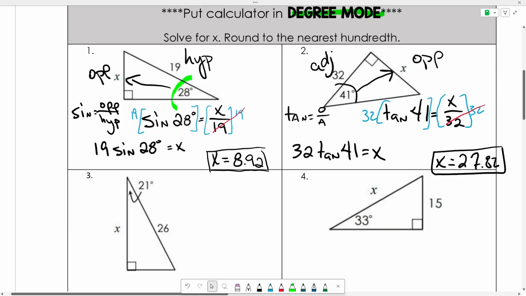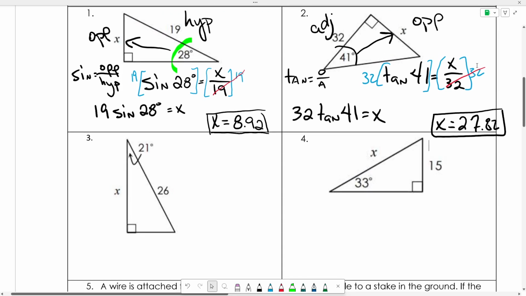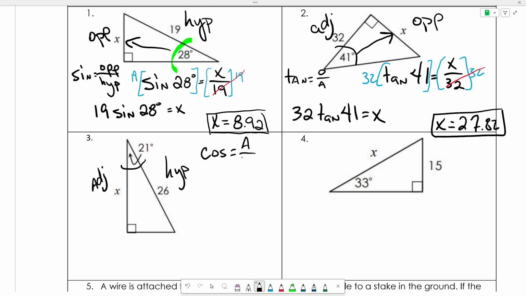Continuing along with similar type things with this next one. Our angle at the top, this one is 21 degrees. Here I have my adjacent side and my hypotenuse. If I have my hypotenuse and adjacent side, that would be my cosine, because the cosine is the adjacent over the hypotenuse. So I have the cosine of 21 degrees is equal to the adjacent side, x, over 26.